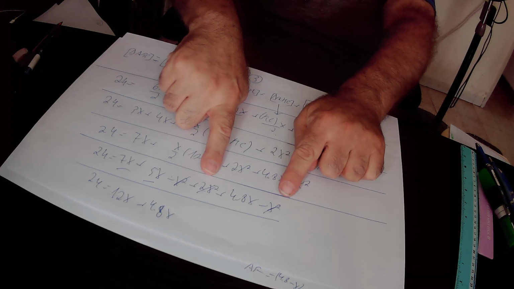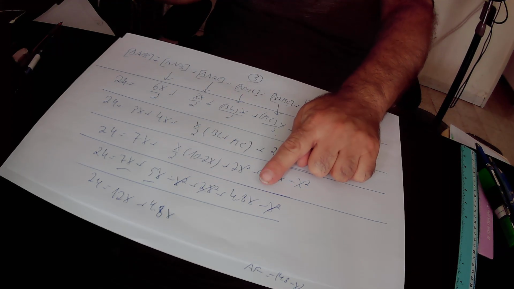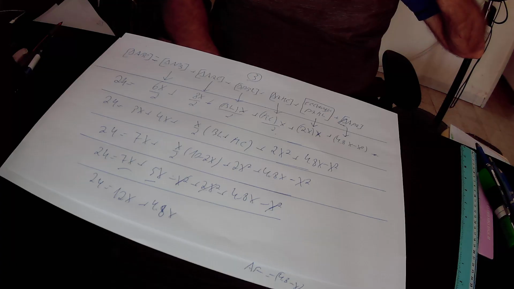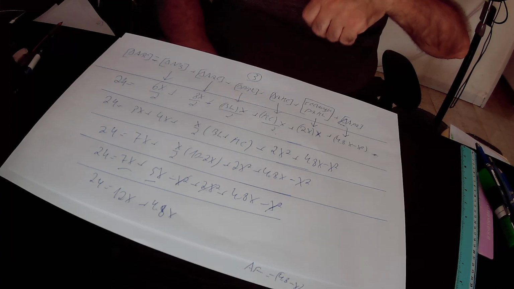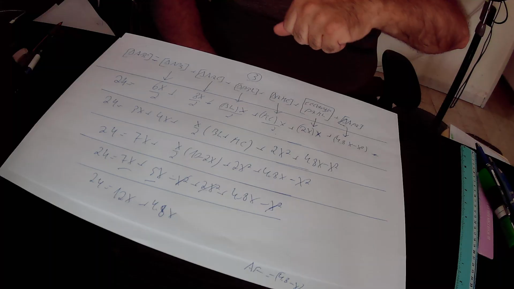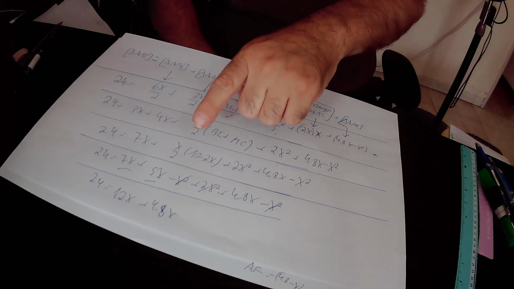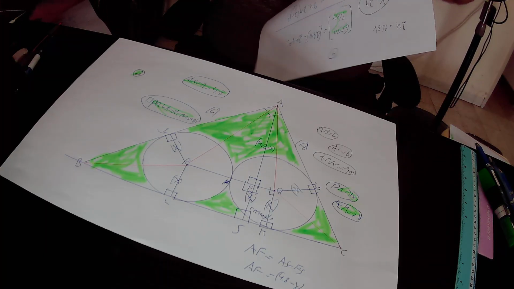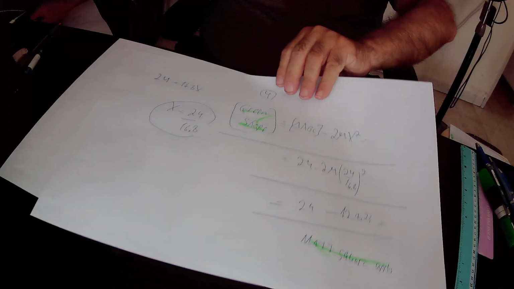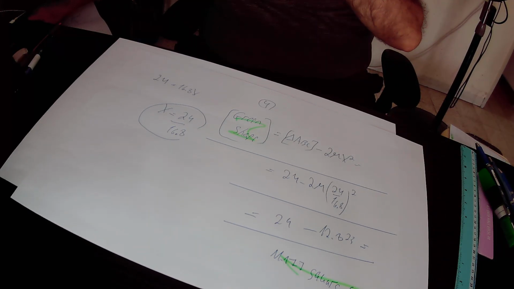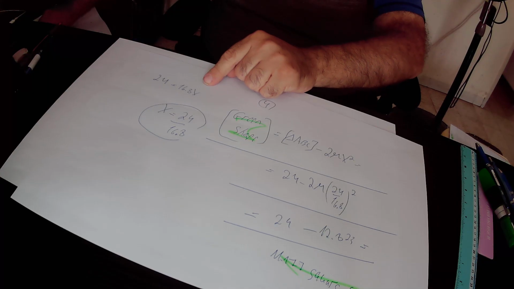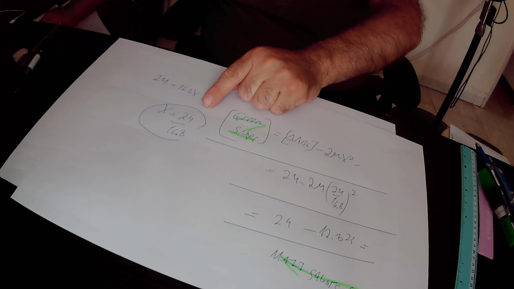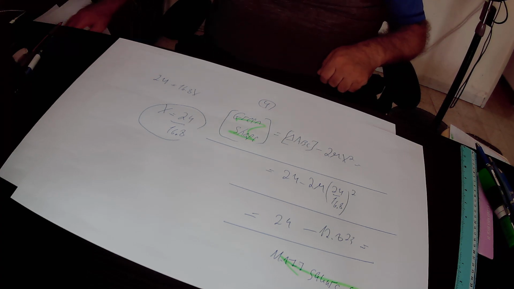So in total, those expressions get cancelled, and we have only 4.8x. So in total, 24 equals 12x plus 4.8x. 12x plus 4.8x equals 16.8x. So in total, 24 equals 16.8x. Here we divided the equation by 16.8 and we found out that x, that is the radius of the circle, equals 24 over 16.8 units in length.